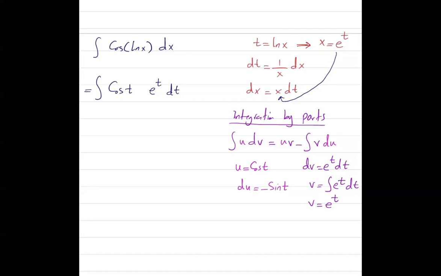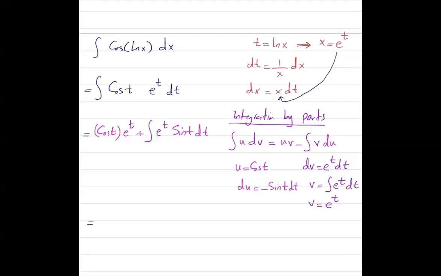This integral can be written as uv. I'll write this here, then try to simplify. So uv, which is cosine t times e to power t, minus the integral of v du, which is e to power t, and let me just put a plus sine t dt. Okay, here we go.